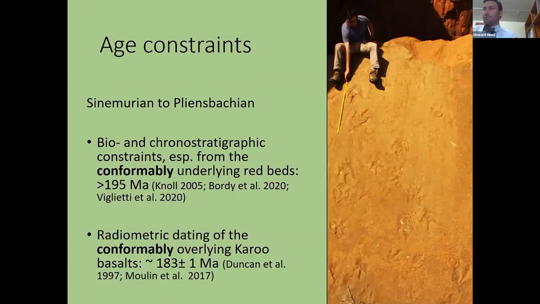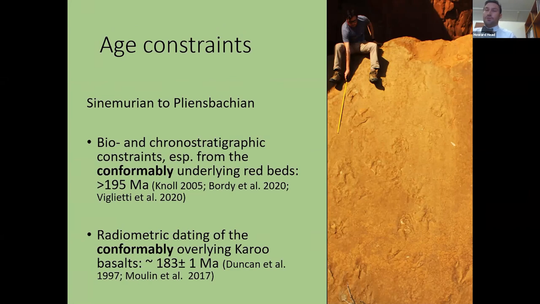And this then brings us to the age of the Clarence Formation. So the Clarence Formation is currently shown to be Sinemurian to Pliensbachian in age. And this is based on bio- and chronostratigraphic constraints, but that are specifically related to the conformably underlying red beds.